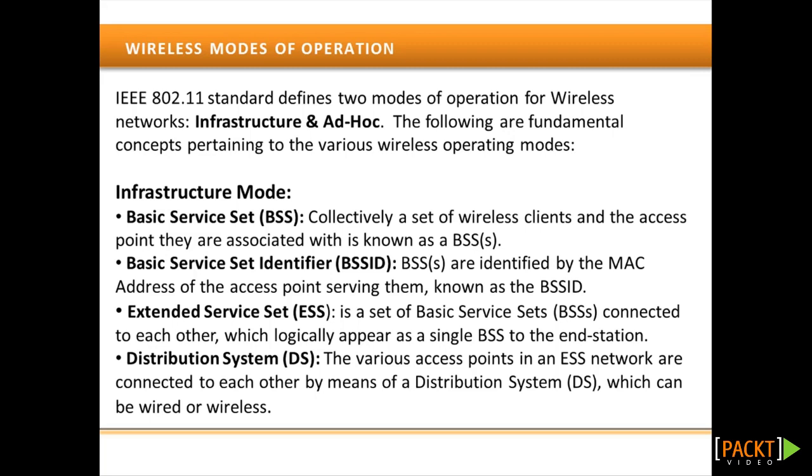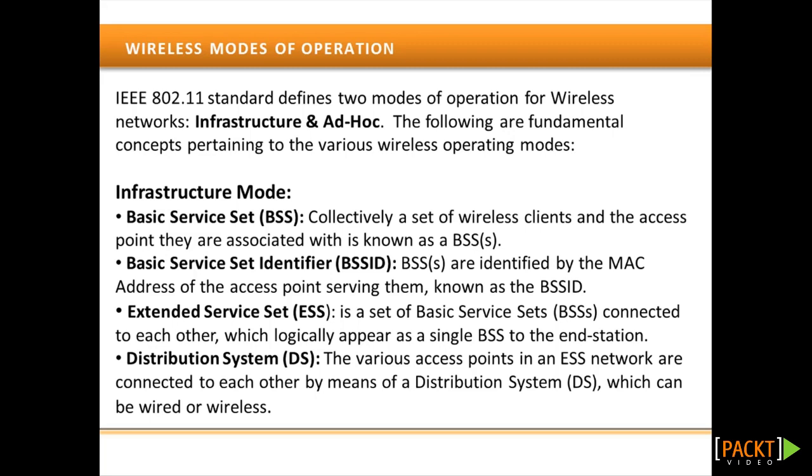Collectively, a set of wireless clients and the access point they are associated with is known as a basic service set. BSSs are the fundamental building blocks of wireless networks. BSSs are identified by the MAC address of the access point serving them, which is called the Basic Service Set Identifier, or BSSID. At a minimum, each BSS running in infrastructure mode contains one access point and one client station. In the case of ad hoc networks, this could be two clients.